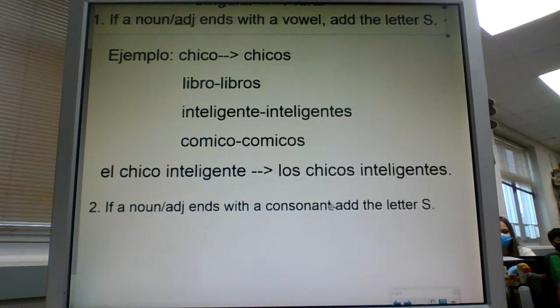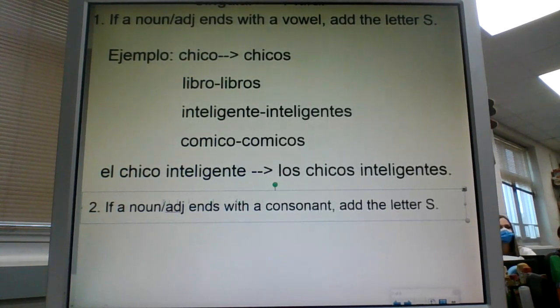Okay. If a noun or adjective ends in a vowel, add S. You still have to add S, no matter what. Got that? S makes it plural. All right, but if it ends in a consonant, you have to add the letters ES.